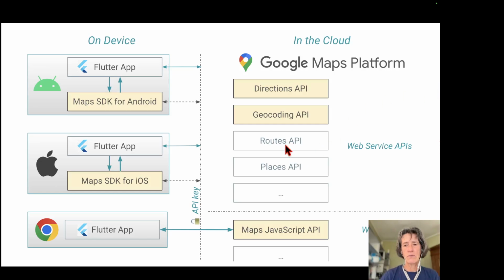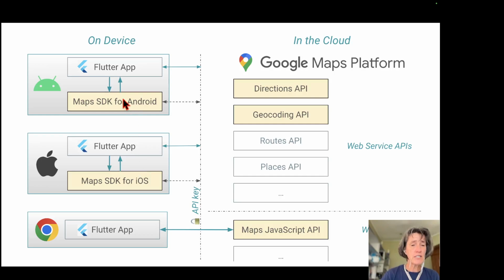But there are so many different ones. Routes and places are just two examples of them. So those are the standard APIs. On Android and iOS, there's also, in addition, a native Maps SDK. These native SDKs will, under the hood, call out to the various APIs, but that basically happens transparent to us. As a Flutter developer, from our Flutter app, we can connect directly to the native SDK on Android and iOS, and then that one will make the calls for us.